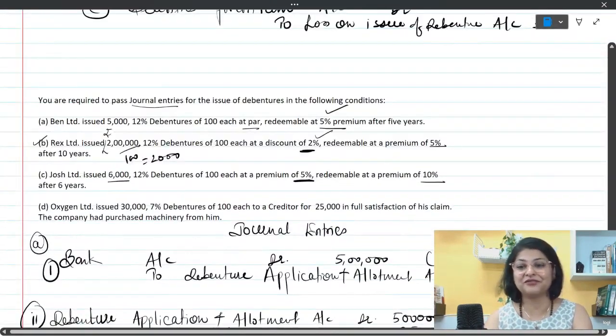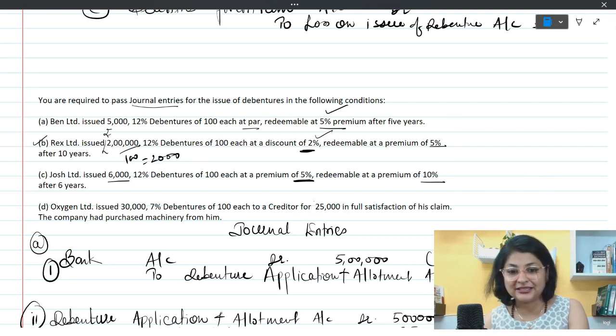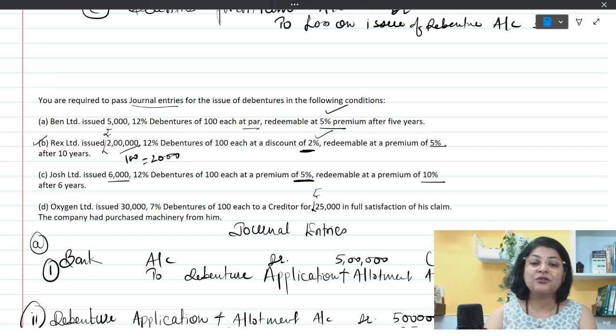The last part of the question is saying Oxygen Limited issued 30,000 7% debentures of 100 each to a creditor of rupees 25,000 in full satisfaction of the claim; the company had purchased machinery from him. Here the rupees sign is missing. So this is consideration other than cash. So here there is no term of redemption as such. Oxygen Limited issued 30,000 debentures of 7% to a creditor of 25,000.